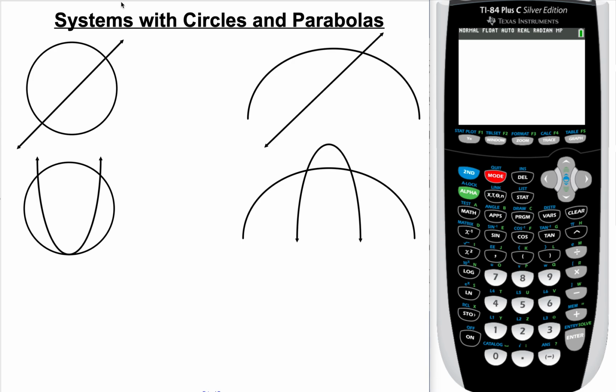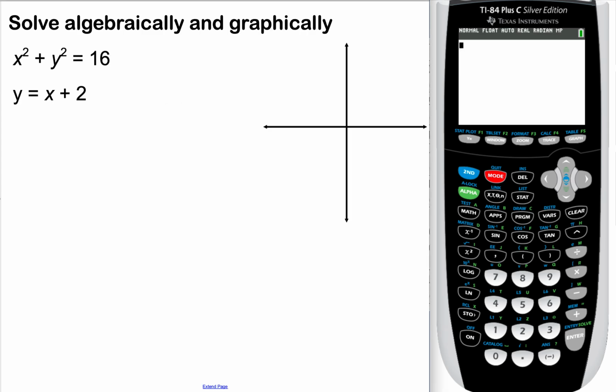For the graphical interpretation, I have a little TI simulator here. This is actually the official SmartView software, so hopefully this one will run better and not crash on me. All right, so I'm going to jump in with our first system here, and we want to solve this algebraically and graphically.